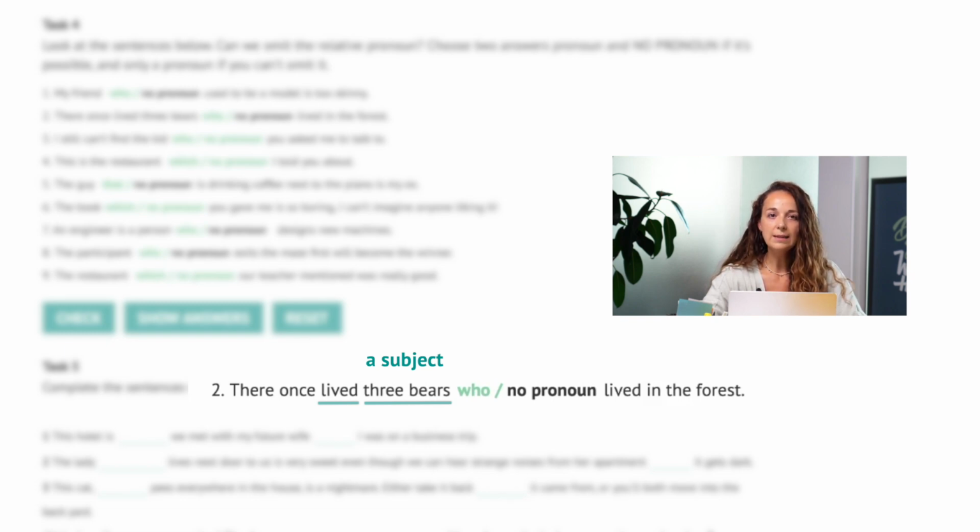If you check out the sentence again, you'll see there are 2 verbs lived here, and for each of them we need a subject. In the first part of the sentence, it's 3 bears. So if they are a subject in the first part of the sentence, can they be a subject in the second part as well? Of course not. Over there, who is the subject?